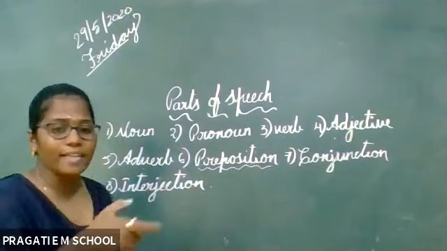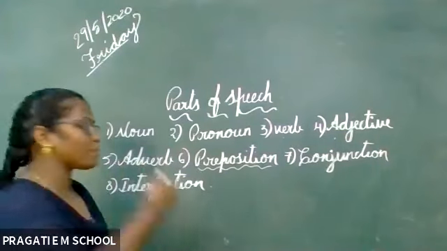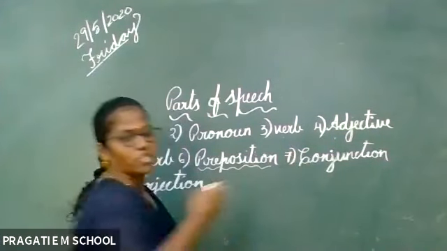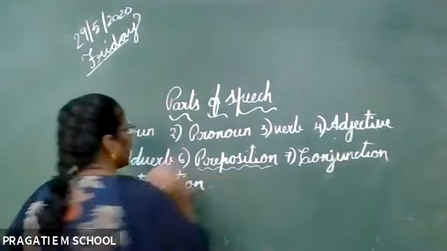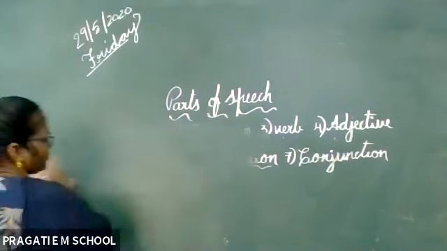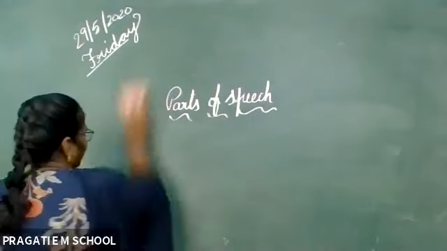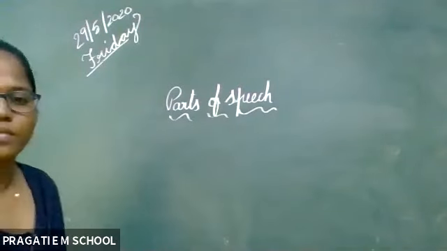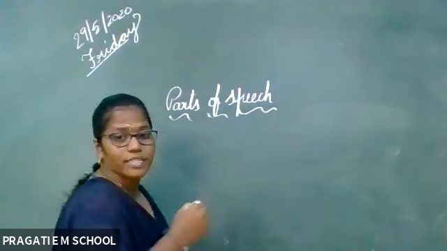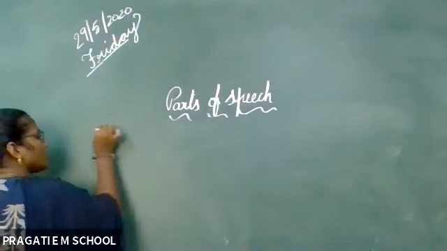In the last class, up to here, we have learned, isn't it? So let me go on with conjunction now. What is this? Conjunction. Let us discuss the conjunction. Keep the heading as conjunction.